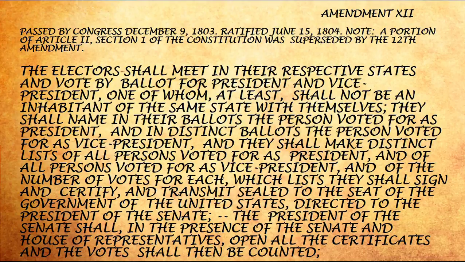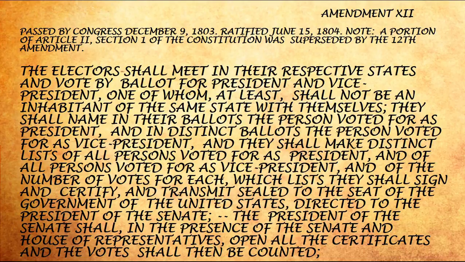They shall name in their ballots the person voted for as president, and in distinct ballots the person voted for as vice president, and they shall make distinct lists of all persons voted for as president, and of all persons voted for as vice president, and of the number of votes for each, which list they shall sign and certify and transmit sealed to the seat of the government of the United States, directed to the President of the Senate.